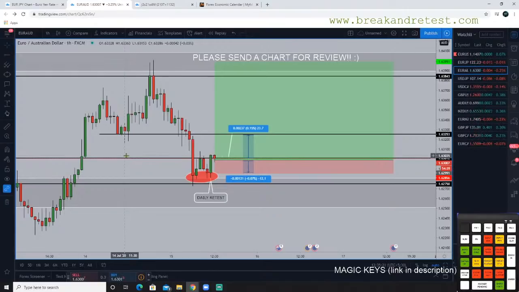After how many pips do you move to break even? It depends. If I have a zone coming up at 10 pips, then I'm gonna move to break even because we have a zone and there are chances that price might reject from that zone. So I need to protect my profits.